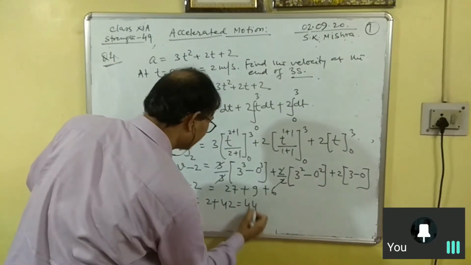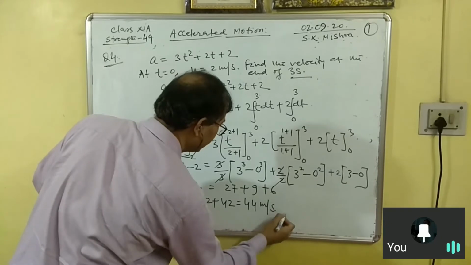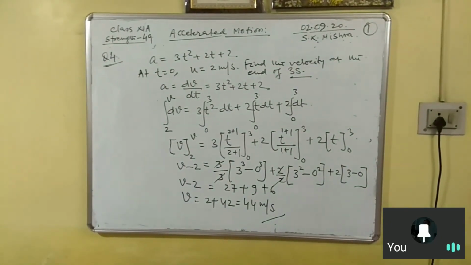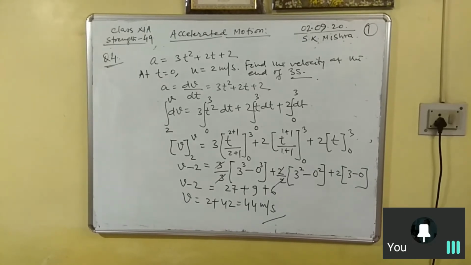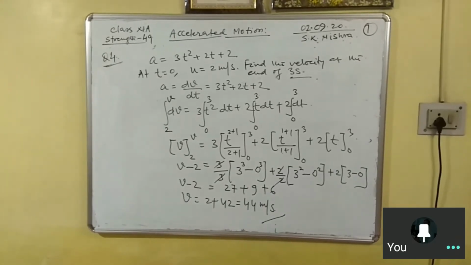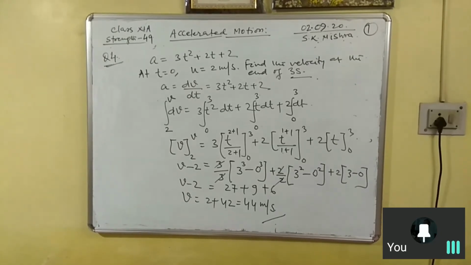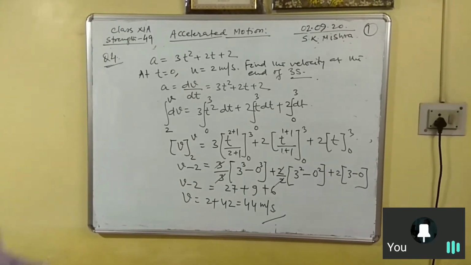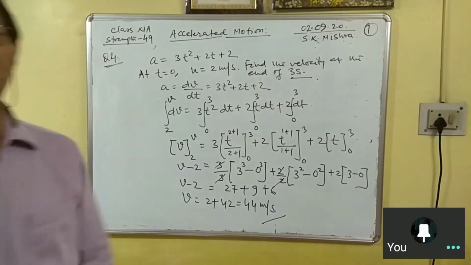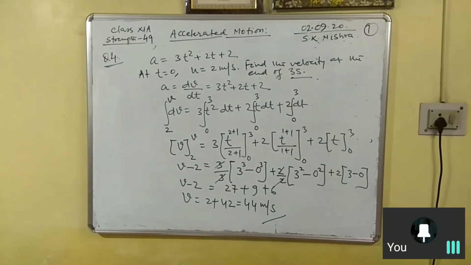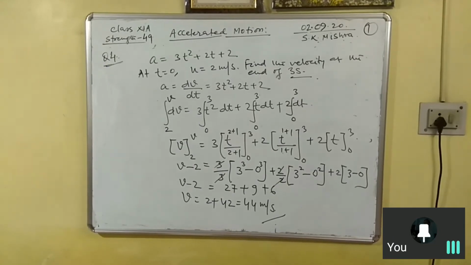So the answer is 44 meter per second. Velocity at the end of 3 seconds. So these are the numericals in which you will see the vital application of calculus mathematics. Though the numericals are from physics, you need calculus to solve them and get the answer.